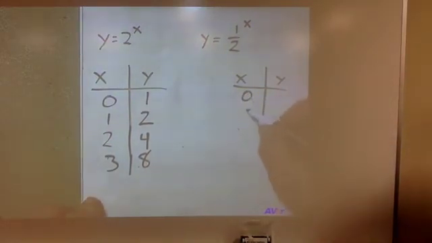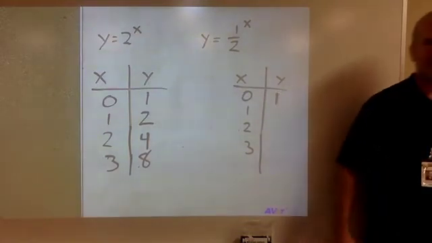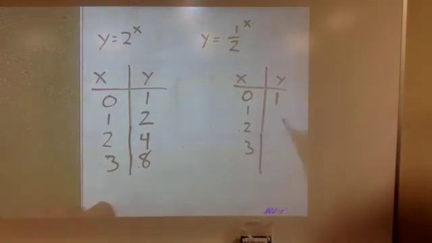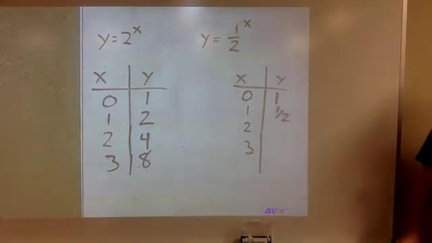1/2 to the 0, 1, 2, and 3. Anything to the 0 power is 1. Doesn't matter if it's a fraction, a negative number, a huge number. Anything to the first power is itself. So 0 and 1 are kind of gimmies.